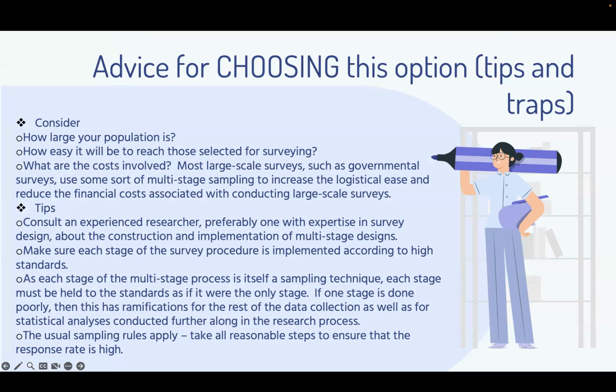Okay, so considering multi-stage sampling for your research is like planning a journey with multiple layovers. You don't just think about the destination, you always plan each stop along the way. First, ponder the size of your population. Is it a cozy village or a bustling metropolis? The larger it is, the more you need to structure your approach to ensure its representativeness.